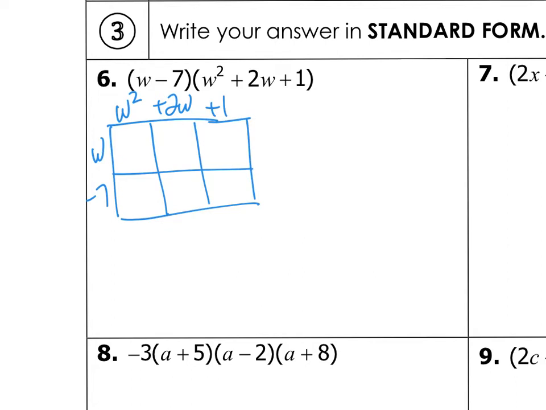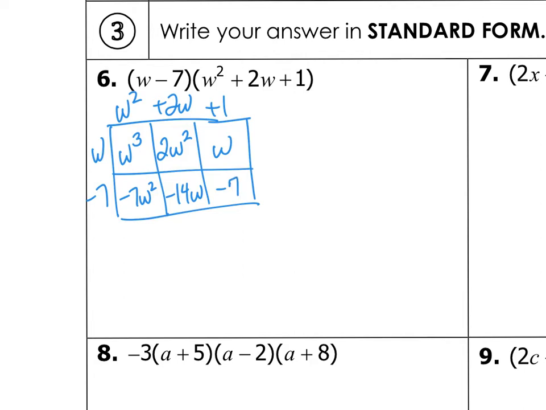And then I'm going to multiply them together. So w squared times w becomes w to the third, because 2 plus 1, and remember when you multiply 2 exponentials together, you add them. W times 2w becomes 2w squared. 1 times w is just w. Then on the bottom, you have negative 7 times w, which is negative 7w squared. Negative 7 times 2 is negative 14w. Negative 7 times 1 is negative 7.